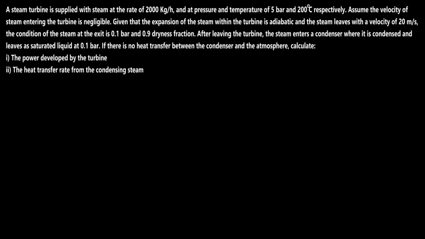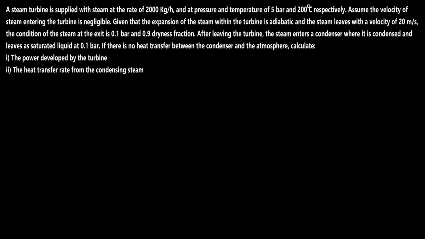A steam turbine is supplied with steam at the rate of 200 kg per hour and at pressure and temperature of 5 bar and 200 degrees Celsius respectively. Assume the velocity of steam entering the turbine is negligible, and given that the expansion of steam within the turbine is adiabatic and steam leaves with a velocity of 20 meters per second, the condition of steam at the exit is 0.1 bar and 0.9 dryness fraction.